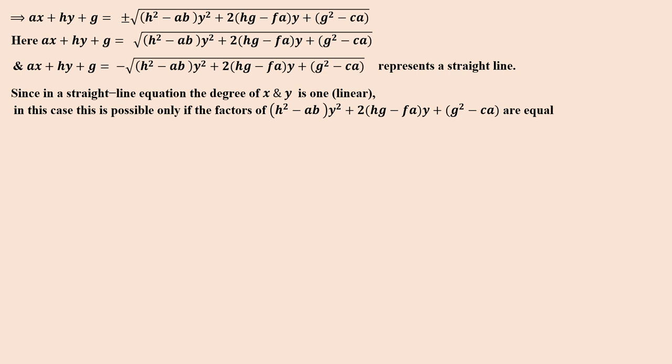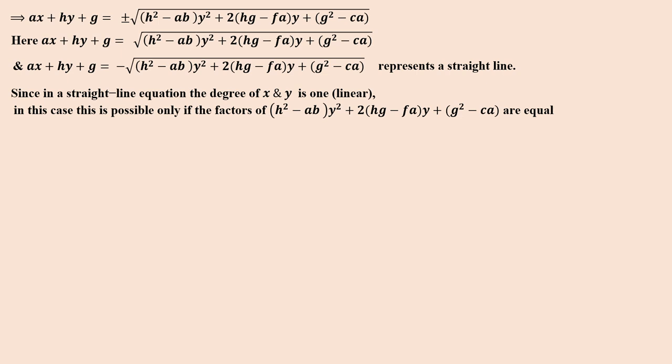So if it is linear, then the power of y should be 1 only on the right hand side also, right? So note this point, because it is representing a straight line, the right side is no problem, ax plus hy plus g, power of x is 1 and y is also 1. So inside the square root again the power of y should be 1 only, not y square, right? If you remove the square root, you should get y, not the y square term. So y square means power 2.